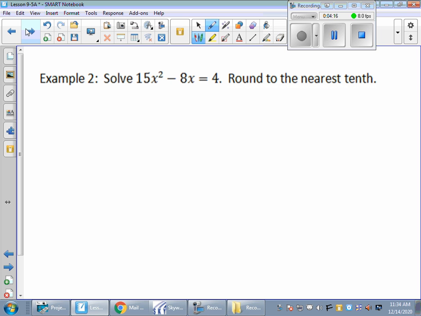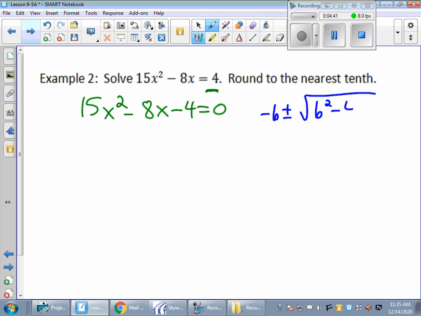So example number 2, first thing we notice is we have an equals 4. So we don't want an equals 4, we want an equals 0, so we bring that over. So we have 15x squared minus 8x minus 4 equals 0. Take a look and see, is there anything common we can take out of all of them? No, there is not. Again, hopefully we're memorizing our formula. Negative b plus and minus square root of b squared minus 4ac all over 2a.